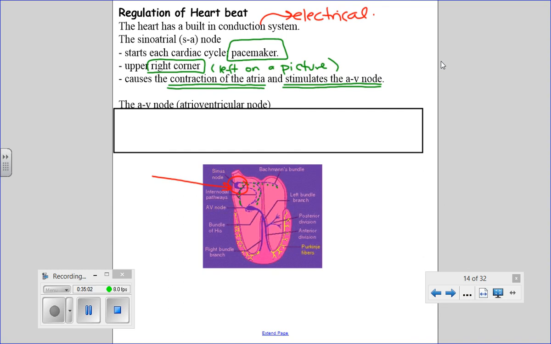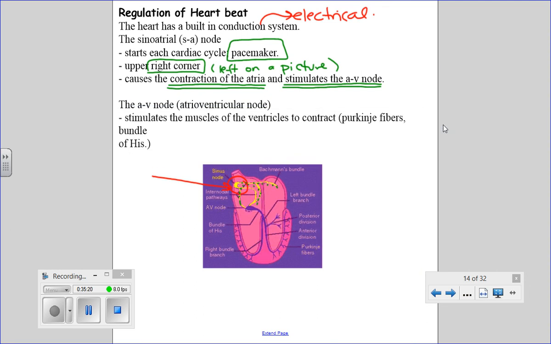So the AV node, which stands for atrioventricular node, is named that way because if you look at its position, it's right where the atria and ventricle meet each other. So it's giving you a clue as to its location. So what do we need to know about the AV node? It stimulates the muscles of the ventricles to contract.